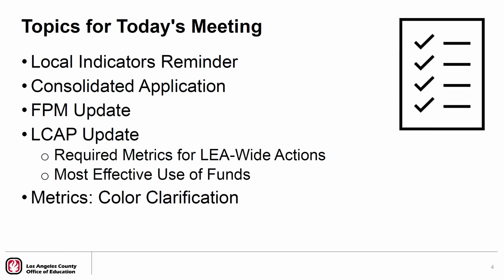The topics for today's agenda include a reminder on local indicators, the consolidated application, an FPM update, and the LCAP update, looking specifically at the required metrics for LEA-wide actions, and also most effective use of funds. And then we will end with metrics and some clarification on colors, the reds in the dashboard.